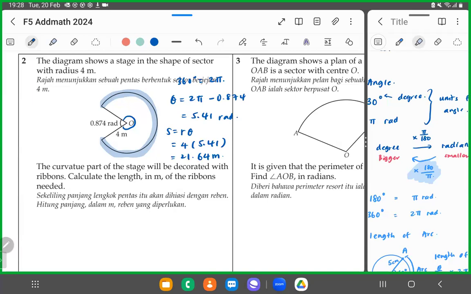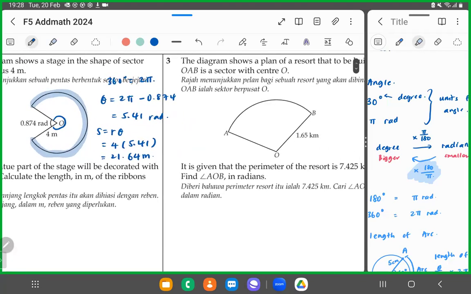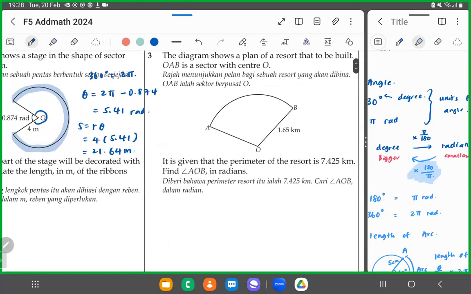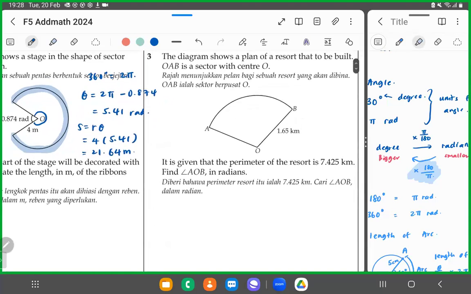So far, okay? Right, one more question before we go. Then question numbers 4 and 5, you do at home. Okay, question number 3 here. It says that it is a plan for a resort to be built, OAB, where OAB is a sector with center O. So sector, so this one 1.65 km also.